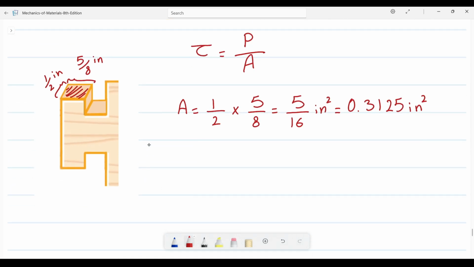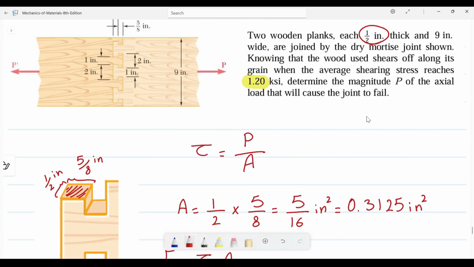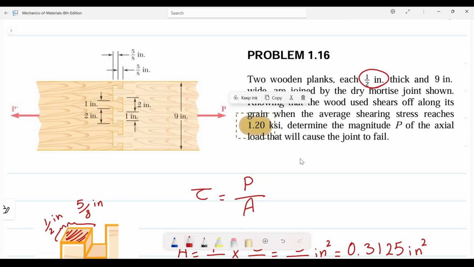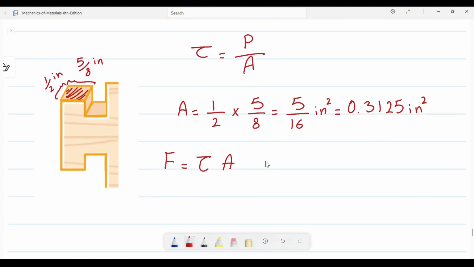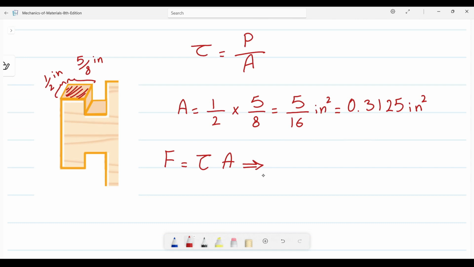And also when we have the formula, force F is equal to shear stress multiplied by area, and we have shear stress here 1.2 ksi, and according to the formula we have here, force is equal to 1.2 ksi multiplied by 0.3125, which is equal to 0.375 kips.